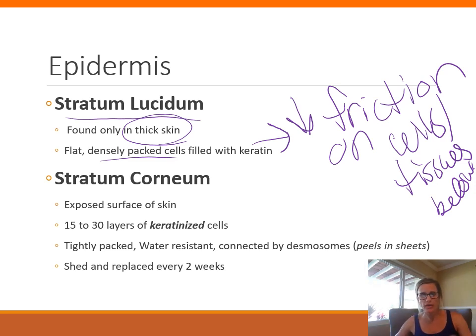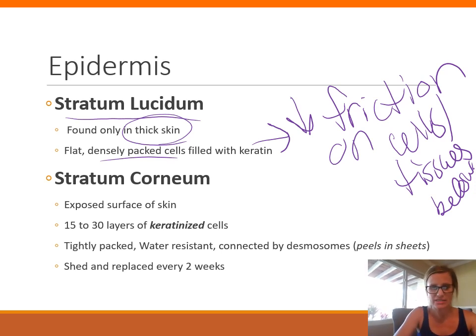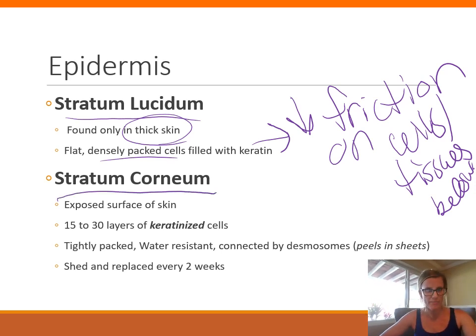We walk around on our feet all the time, so there's a lot of friction, a lot of pressure, a lot of wear and tear. So that layer of densely packed cells helps to protect the muscles underneath. Finally, the outermost layer of the skin is the stratum corneum.